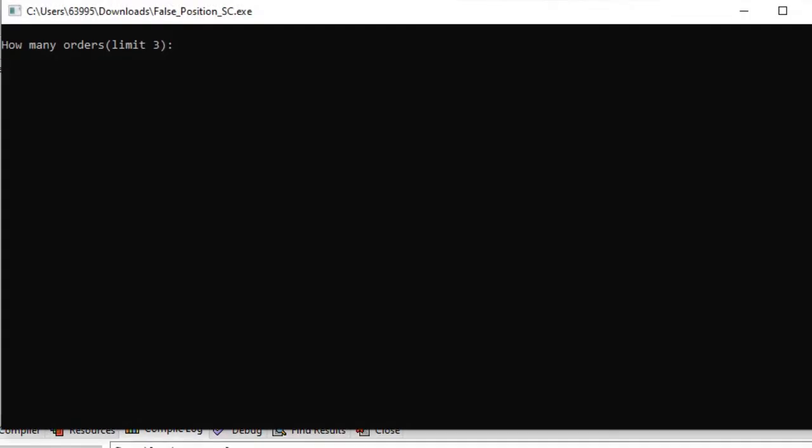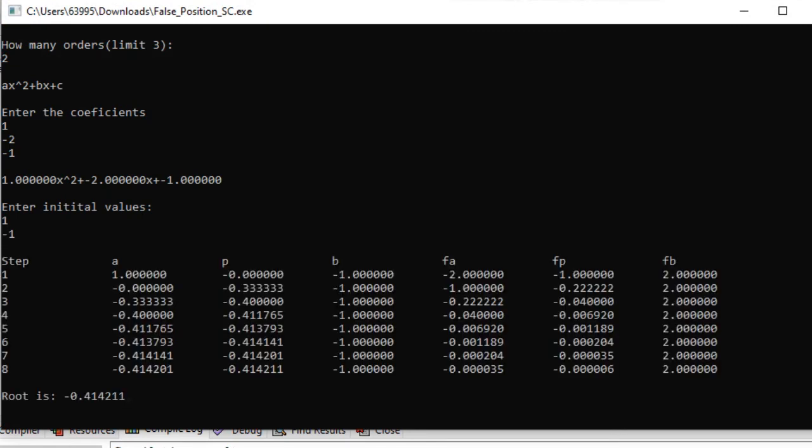But if we make the functions one positive and one negative, let's input again 1, -2, -1, and we will have 2 and -1. We get these values, and we have 8 iterations and we get the root here because it is repeating. So that's it.